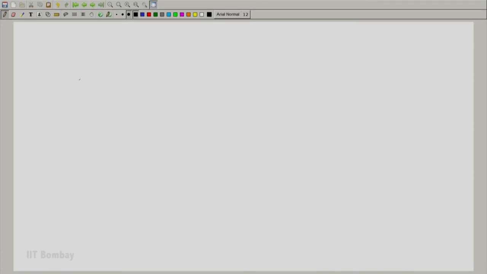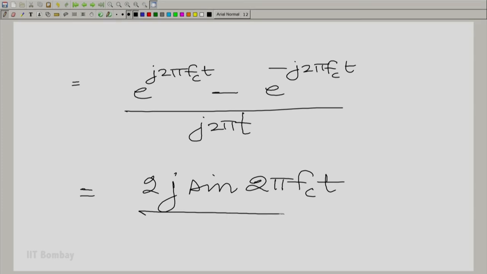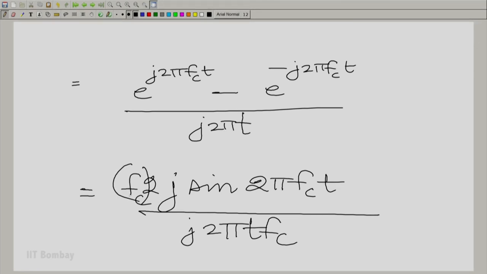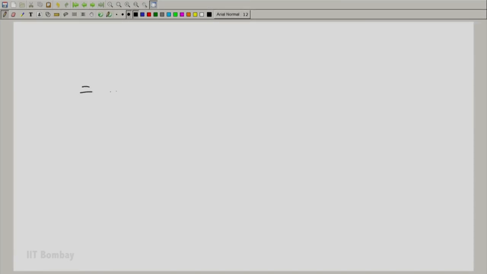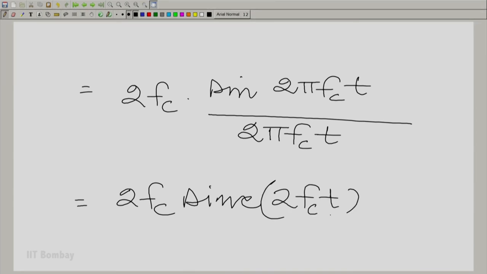Let us simplify this. So, it is e raised to the power j 2 pi fc t minus e raised to the power minus j 2 pi fc t, divided by j 2 pi t, which is easy to simplify. It is essentially 2j times sin 2 pi fc t divided by 2j times 2 pi t. And of course, we could multiply and divide by fc and cut off the 2j's from the numerator and the denominator. That gives us essentially 2fc times sin 2 pi fc t divided by 2 pi fc t. And that is essentially 2fc times what is called sinc. You know how to write sinc. So, sinc 2fc t. You will recall that sinc x is essentially sin pi x by pi x.